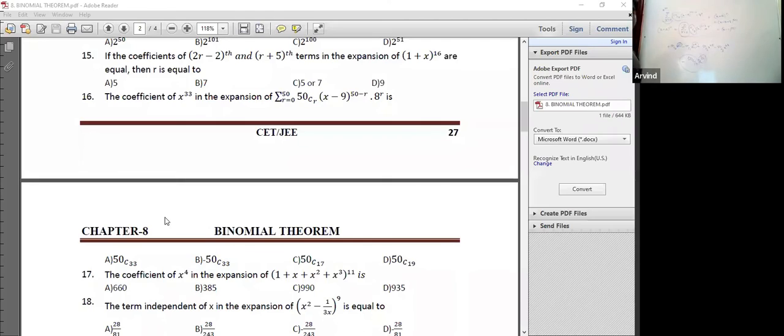The correct option for that is the 16th one, option C, minus 50C33 is there, for which you can use the formula nCr is equal to nC(n minus r). 50C17 is equal to 50C(50 minus 17), that is 33. Option B will be correct. Okay.